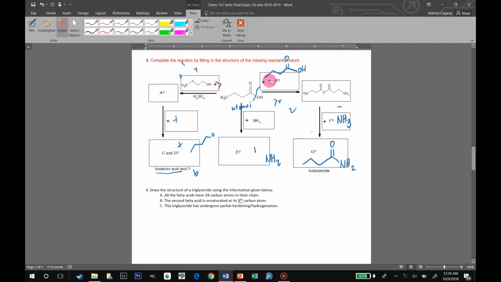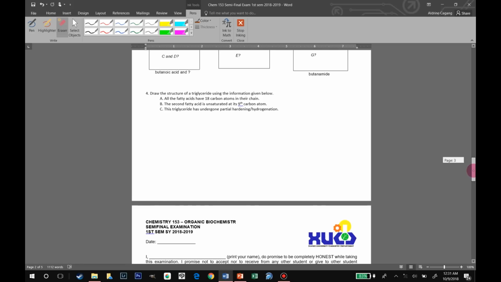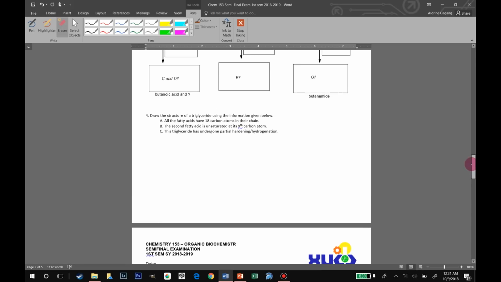Okay, lastly, you have number 4. In number 4, you're being asked to draw the structure of a triglyceride using the information given below. Letter A, all the fatty acids have 18 carbon atoms in their chain. Letter B, the second fatty acid is unsaturated at its 9th carbon atom. Letter C, this triglyceride has undergone partial hardening or hydrogenation.